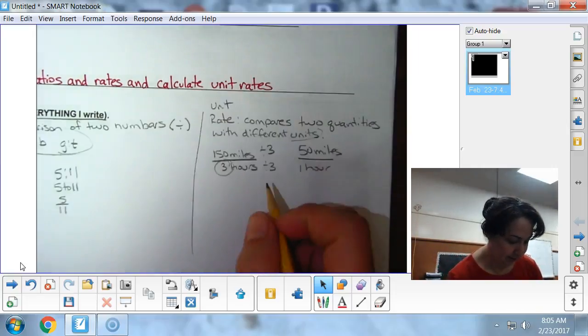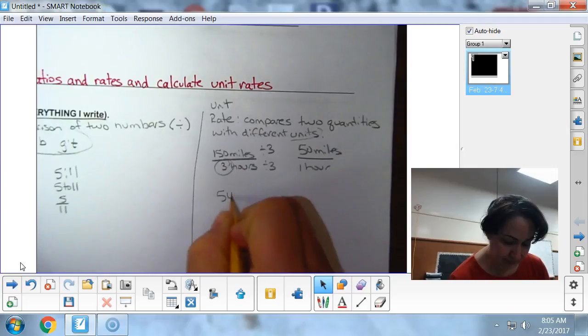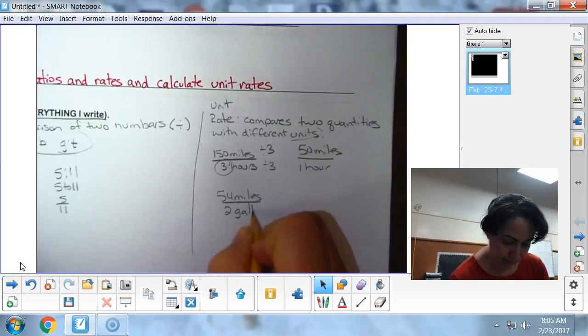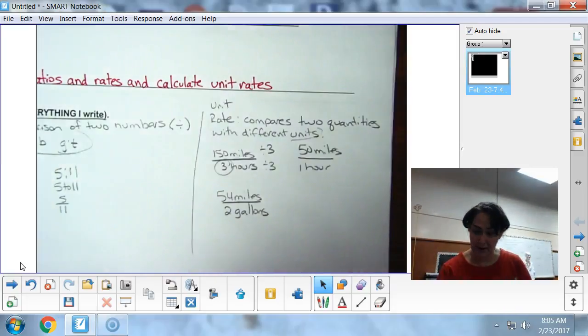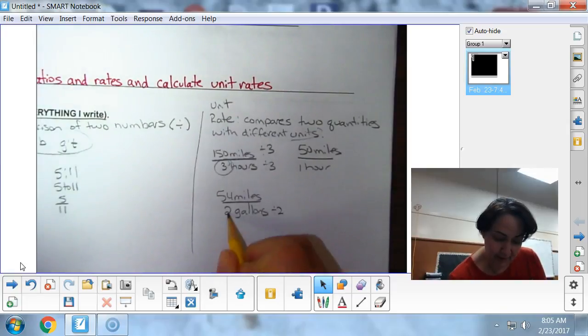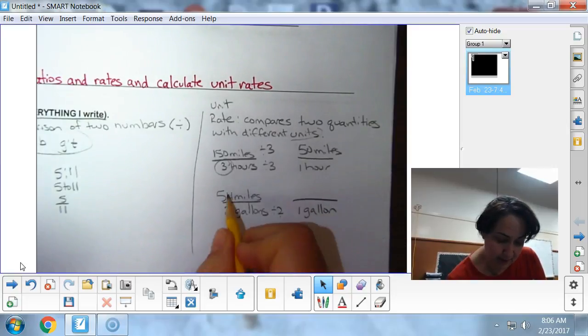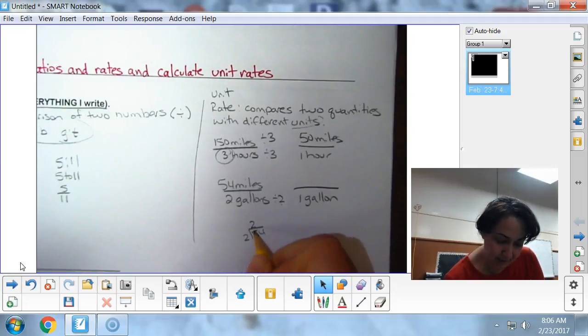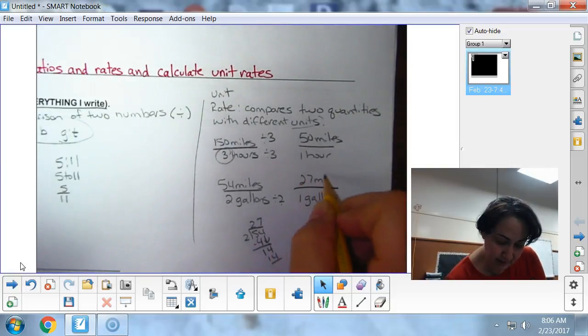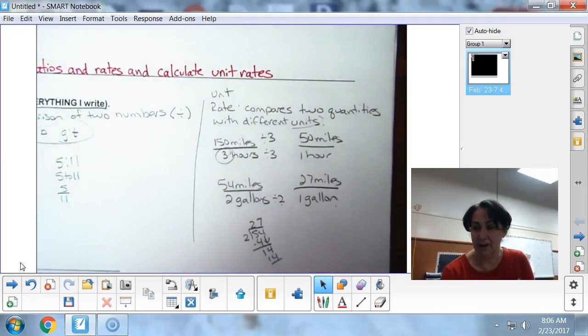So let's look at another example. Let's say that we went 54 miles on 2 gallons of gas. We want to know 1 gallon of gas. So to find 1, we have to divide by 2, because 2 divided by 2 is 1 gallon, and that's what we need on the bottom. So on the top, I would have 54 divided by 2. So 2 goes into 5 2 times. 2 times 2 is 4. 5 minus 4 is 1. I'm going to bring the 4 down. 2 goes into 14, 7. So 27 miles per gallon. That's the unit rate.